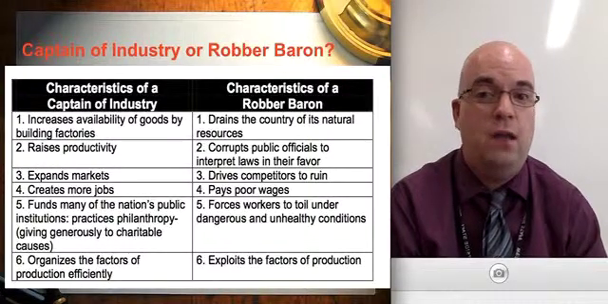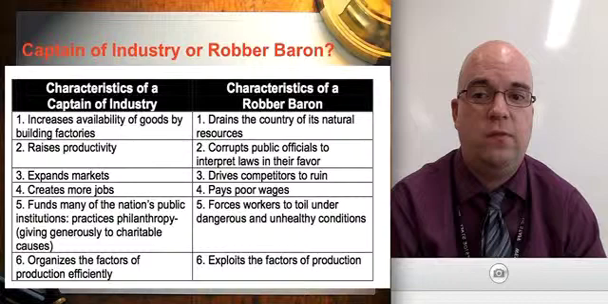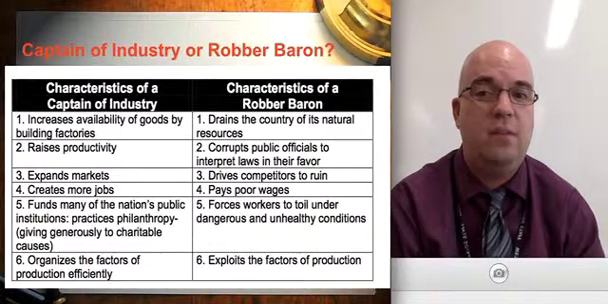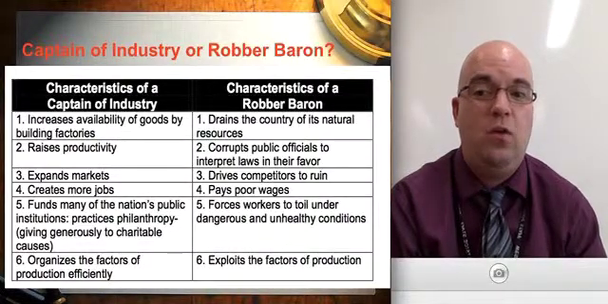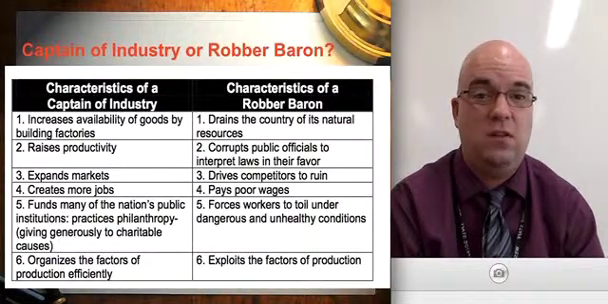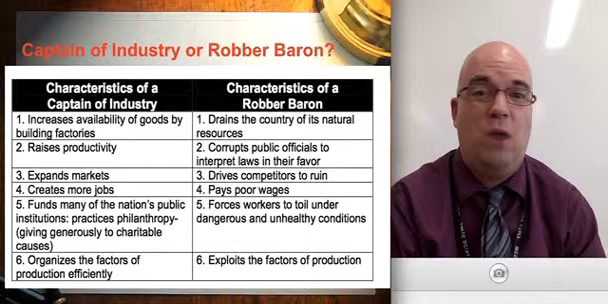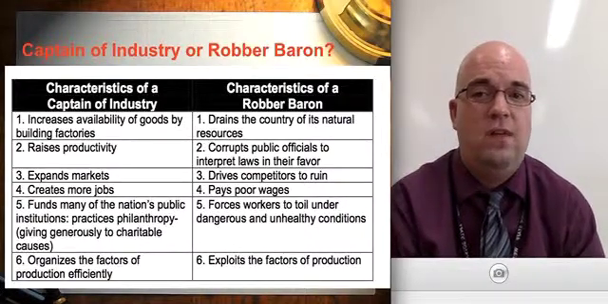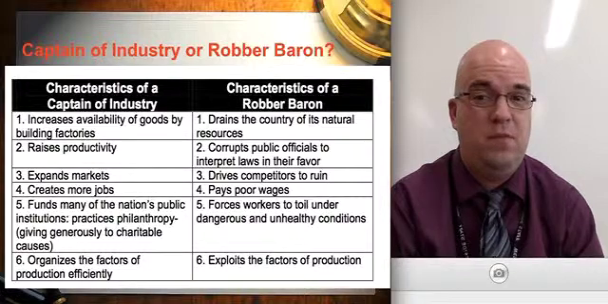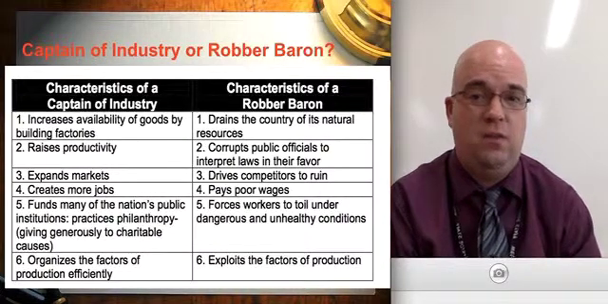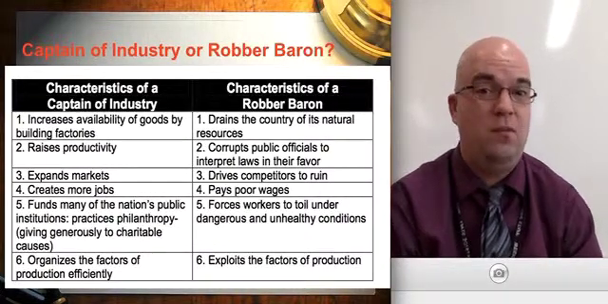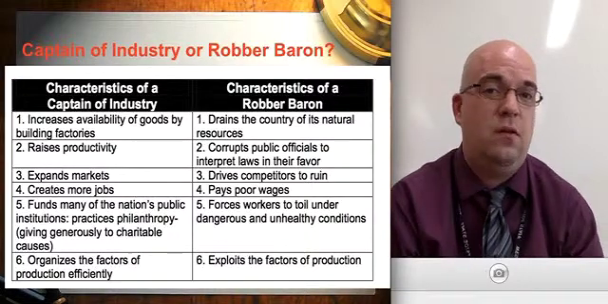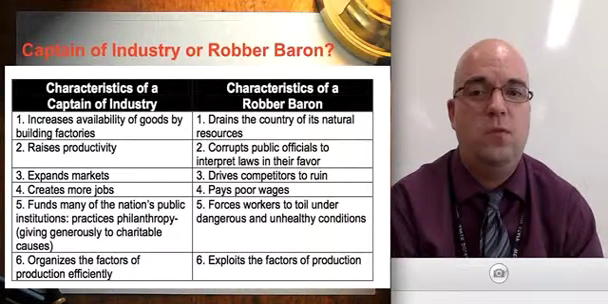They provided a lot of charities and national philanthropy projects to all kinds of public institutions. They organized the factors of production and made them more efficient. But robber barons, you could argue, drained the country of natural resources. They used their power to corrupt public officials and put laws on the books that were more favorable to their businesses that may have hurt the smaller businesses and the consumers.